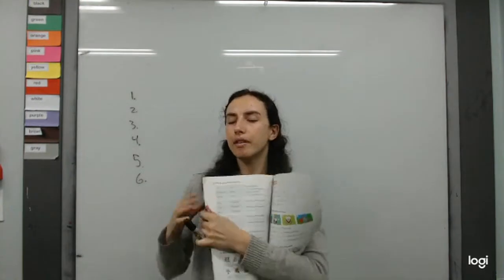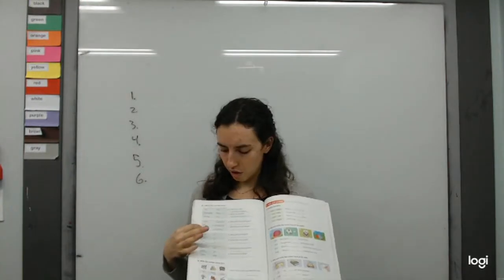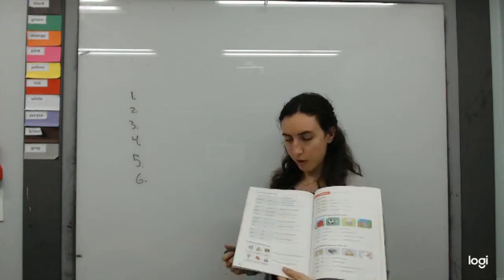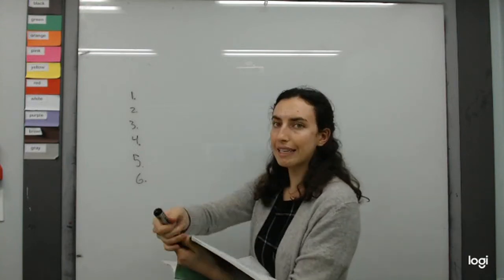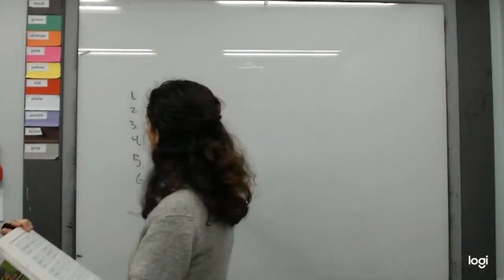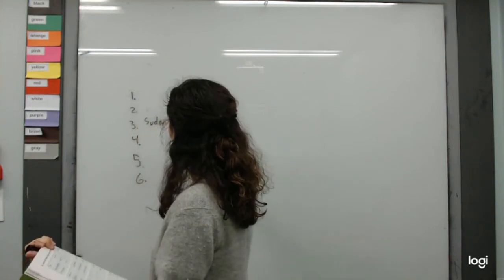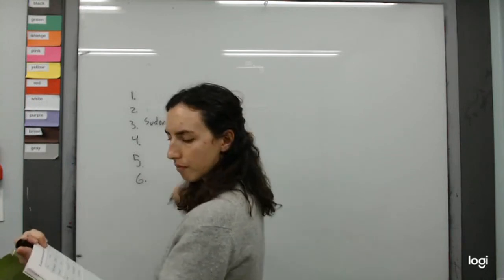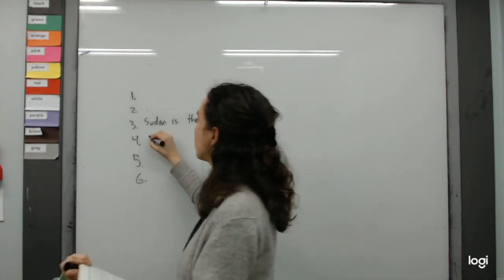Okay. So here, let's go. Number one is finished for us. We have to look at this information to choose the answer to the question. So number three, which country is the smallest? Sudan is the smallest. Which country is the largest? Russia is the largest.